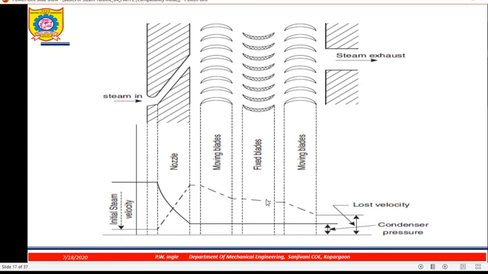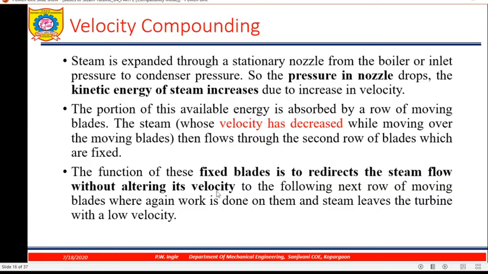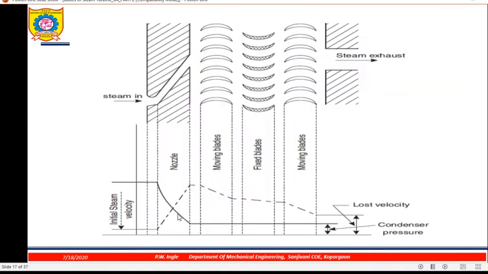Then it goes to the fixed blade. The function of the fixed blade is only to redirect the steam. This is a straight line actually. As you saw in the last slide, the function of the fixed blade is to redirect the steam flow without altering its velocity, so there is no reduction of velocity here. Then again it goes to the next moving blade, the next stage. So here you see the arrangement of nozzle and moving blade is stage 1, and this is stage 2. So a number of stages can be provided for velocity compounding. We are compounding velocity.